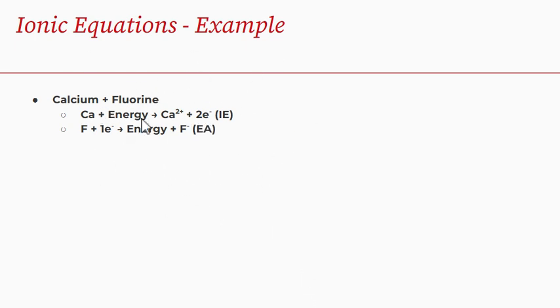the energy that is produced when an atom gains an electron, and that would be times two because we know we have two fluorines in this situation. Then finally, the ionic interactions, we have calcium with a 2 plus charge reacts with two fluorines to create calcium fluoride, and that is the overall ionic equation altogether.